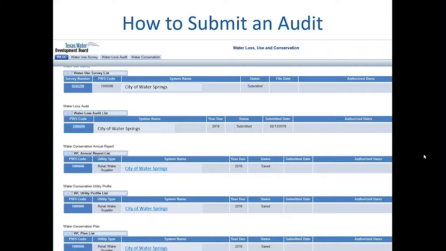Many of you might be familiar with our water loss use and conservation application, where many of you for many years have been filling out the water use survey, and we've now included the water loss audit a couple of years back. Between those two reports, they connect a lot of the common data, so there's less stuff that you have to continually fill out. It will automatically transfer that information between the reports. And for those that have to do water conservation plans and the annual reports that go along with them, we've also included that in this online application, with the similar common information also transferring between those reports.